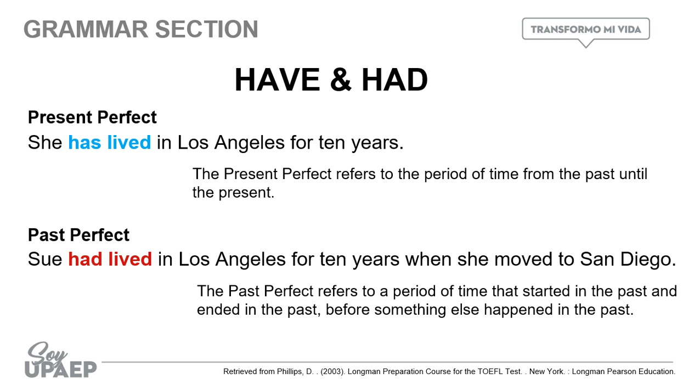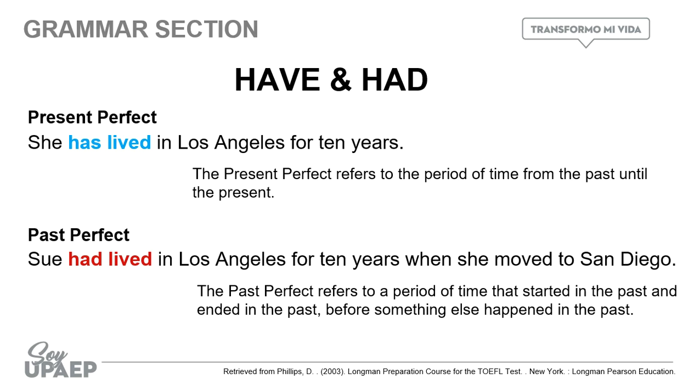Sue had lived in Los Angeles for 10 years when she moved to San Diego. Okay? So this means that Sue lived in Los Angeles for 10 years in the past before she moved to San Diego in the past. That means that she doesn't live in Los Angeles anymore. Okay? So did you notice how they are different?